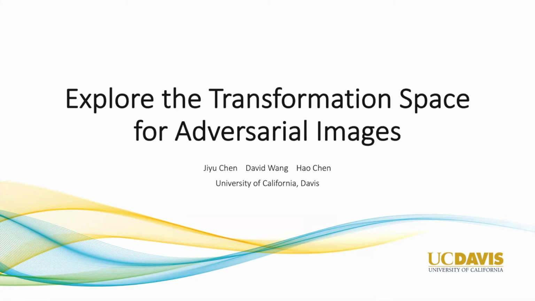Good afternoon, everyone. I'm Jiyu Chen, a third-year PhD candidate from University of California, Davis. Today, I'm going to present our paper, Explore the Transformation Space for Adversarial Images. This paper is mainly about applying color and affine transformations to images to create adversarial examples without considering LP restrictions.